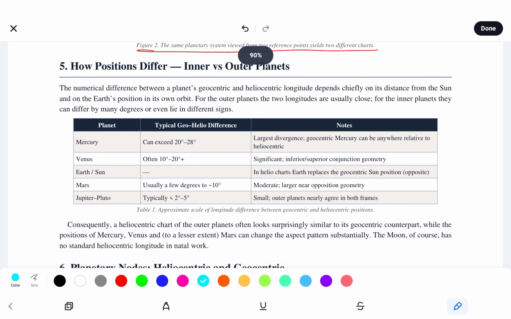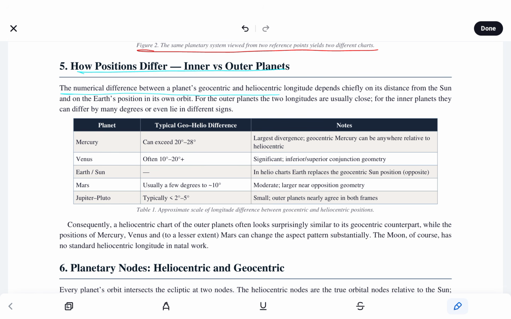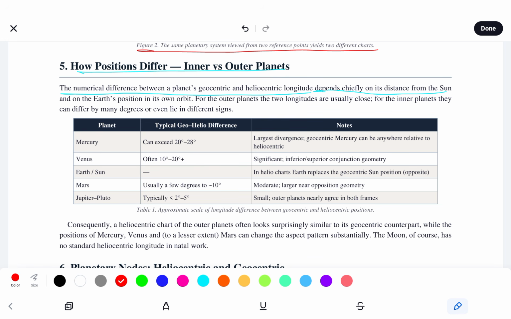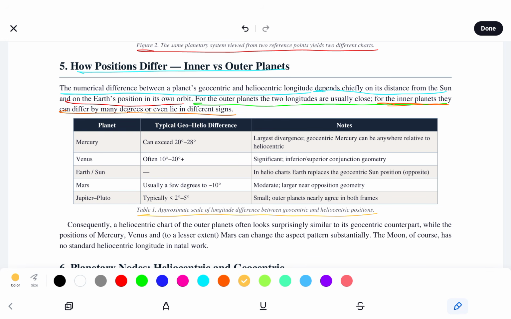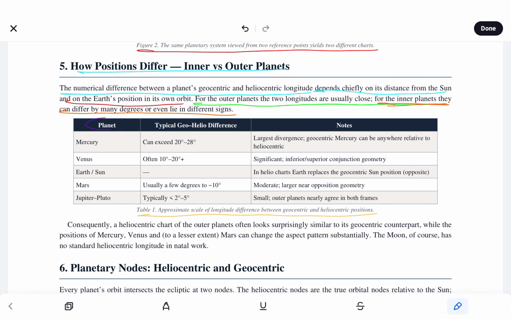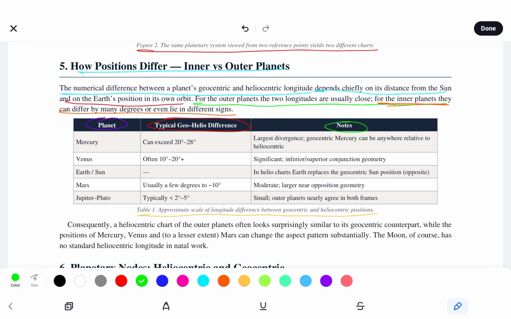So how positions differ: inner versus outer planets. We see the numerical difference between a planet's geocentric and heliocentric longitude. It depends chiefly on its distance from the Sun and on the Earth's position in its own orbit. For the outer planets, the two longitudes are usually close, and for the inner planets, they can differ by many degrees or even lie in different signs. Here is an approximate scale of longitude difference between the geocentric and heliocentric positions. So we see the planet, the typical geo-helio difference, and the notes.